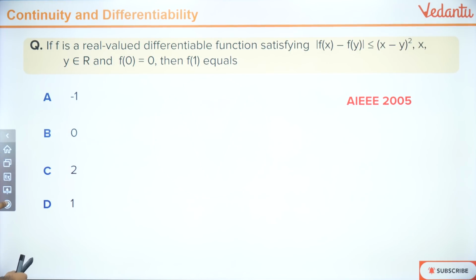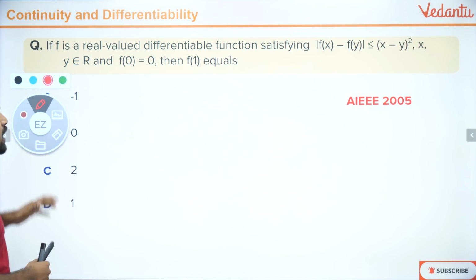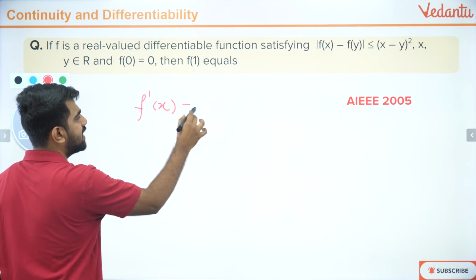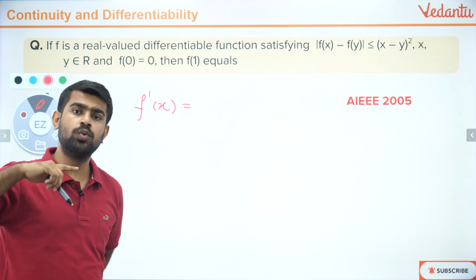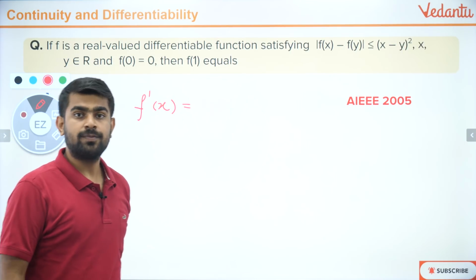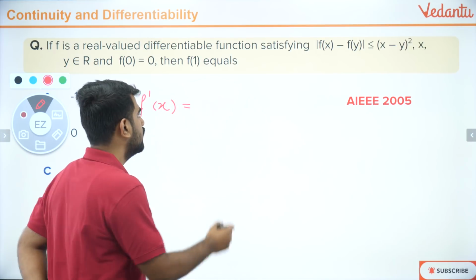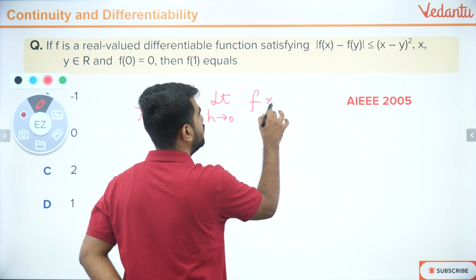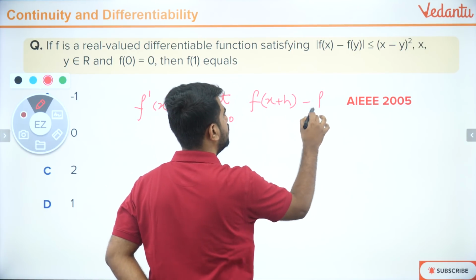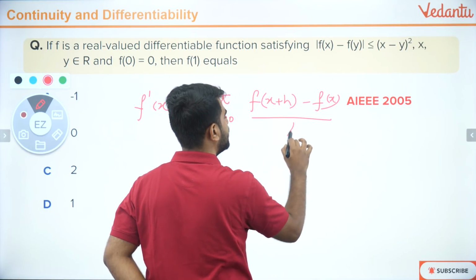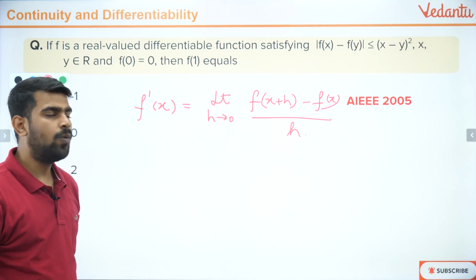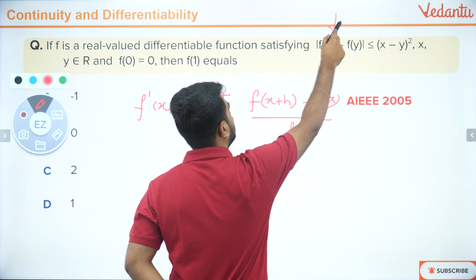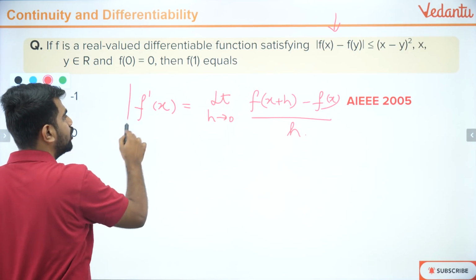Now, since they said my f of x is a differentiable function, I can always figure out what is my derivative. So what is f dash of x? I will go back to my basic roots and apply something called the first principle method. So what is that? Limit h tending to 0, f of x plus h minus f of x divided by h. Isn't that correct, guys? Now, because I want to apply the given inequality, I will try to put a mod on both sides.